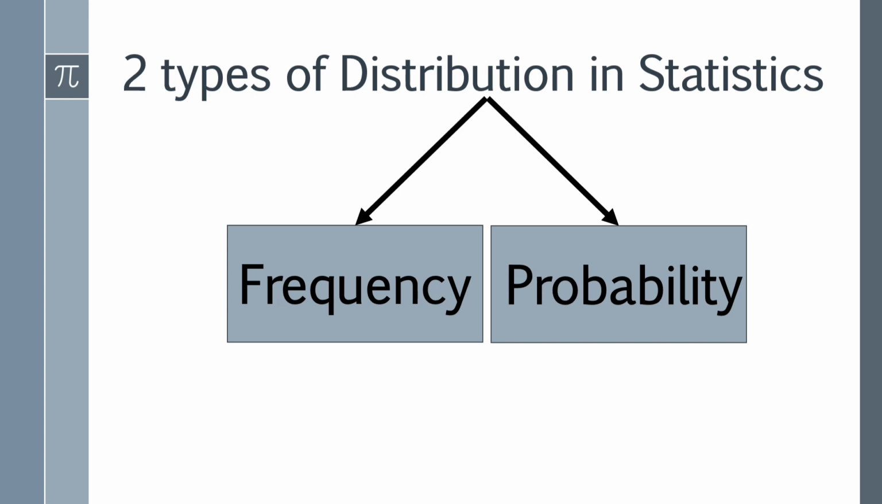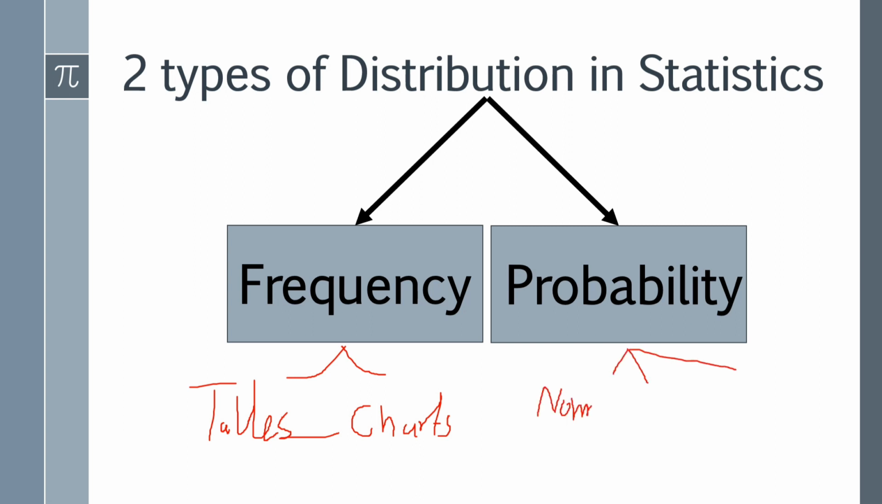Distribution in statistics is of two types. One is frequency distribution and the other is probability distribution. Frequency is basically the number of times any particular item is portrayed. Frequency distribution can be in the form of tables or charts. Similarly, probability distribution is further of three types: normal, binomial and Poisson's. Today we are going to discuss the difference between these three distributions and which distribution is to be applied under which conditions.